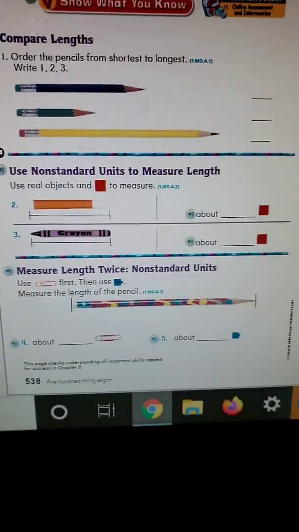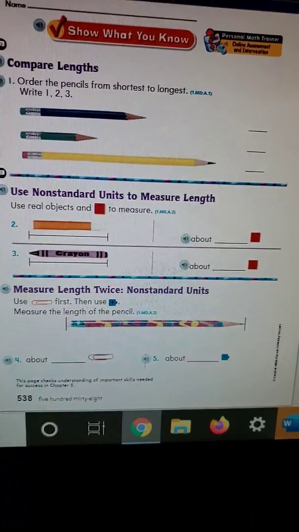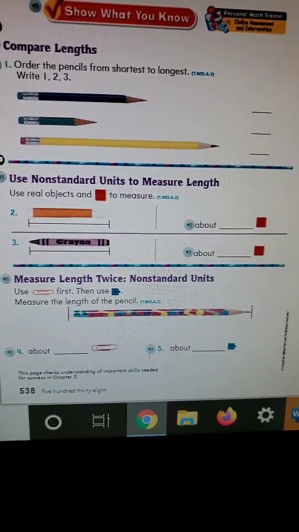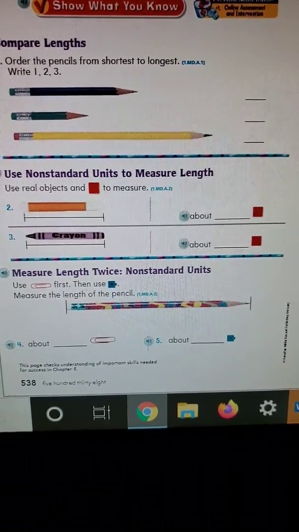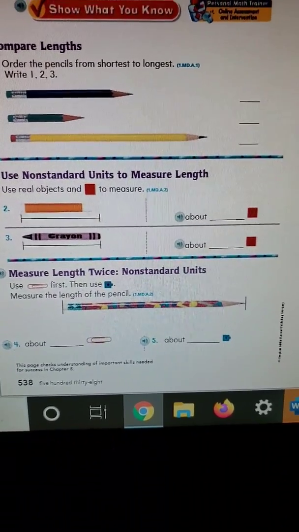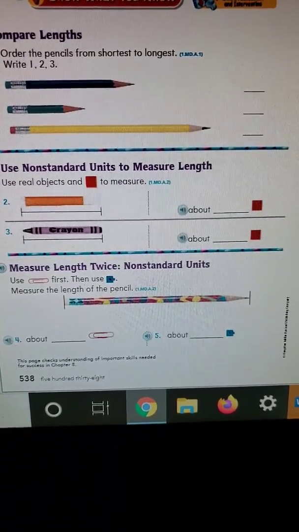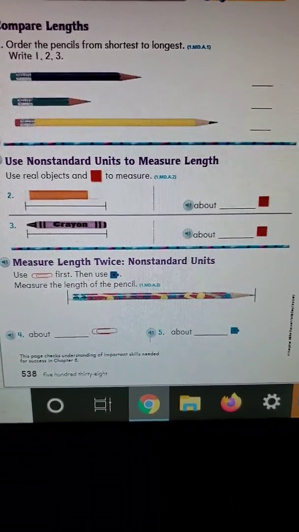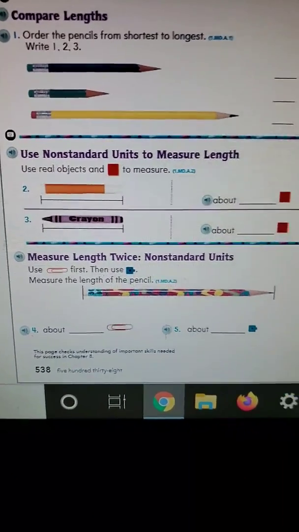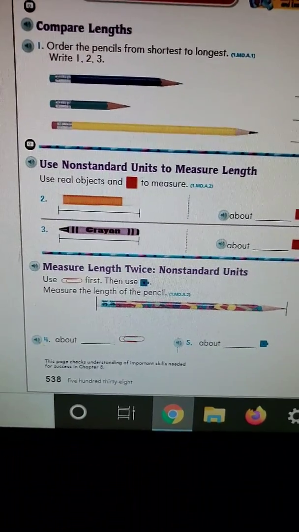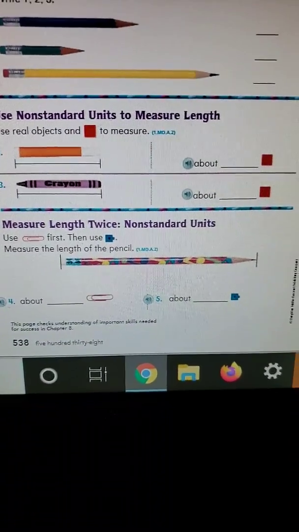The last thing they want us to do is to measure the pencil. So we have a pencil here, right? And they wanted you to measure it with a paper clip. So what I would have you do is take your pencil that you have at home, lay it down on your table, and find something that's small, like a paper clip, or maybe you could use a dime or a quarter or a penny, and see how many pennies across it is, or how many quarters across it is. If you have blocks at home, that'll work too, okay?